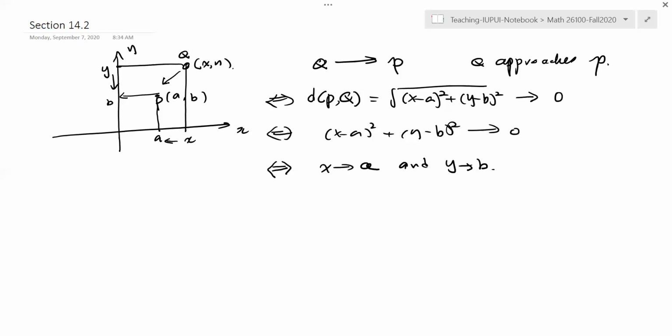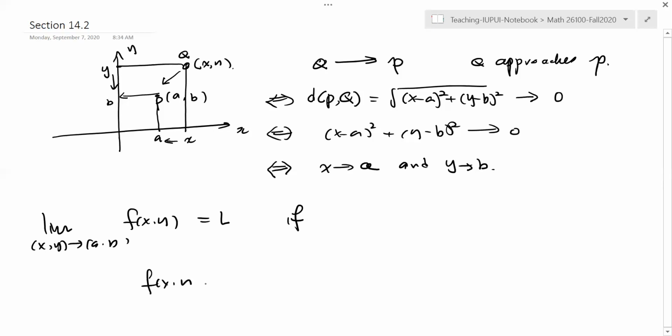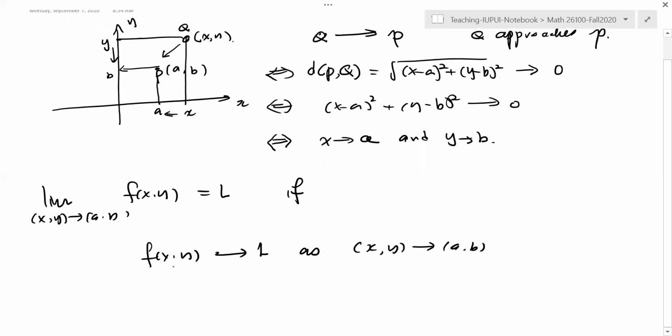So what does it mean, a limit? Here's the definition of the limit, okay? When we say the limit as (x, y) approaches (A, B) of f(x, y) equals L, if the value of the function approaches L as (x, y) approaches (A, B), okay? So f(x, y) is a number, and this number approaches another fixed number. Then we say this function has a limit. That's the first part. So we have to define the limit, okay?